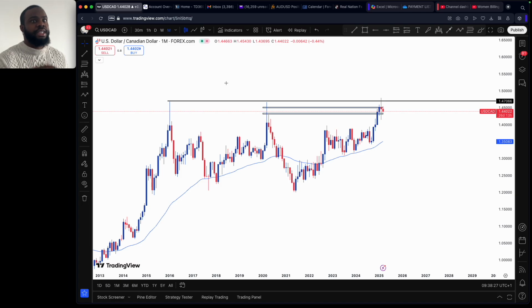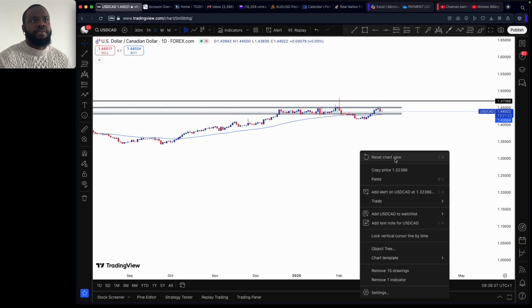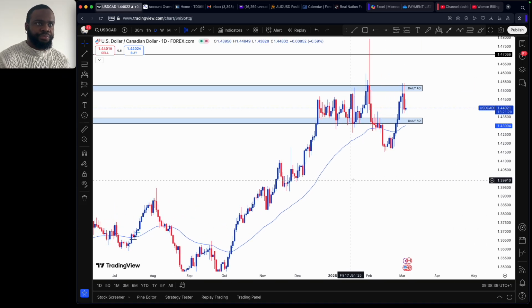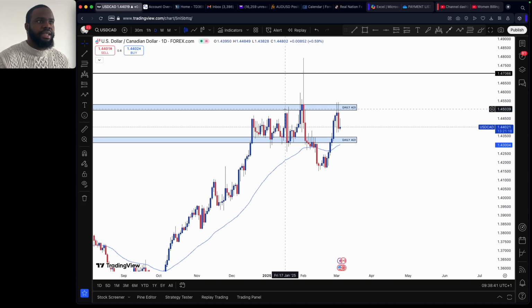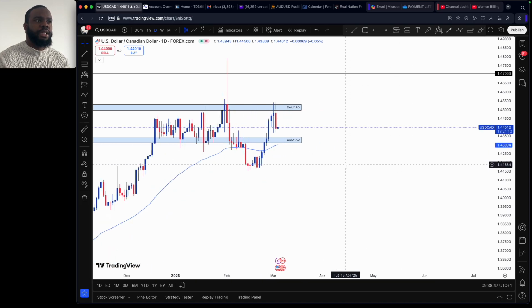But fundamentally, fundamental analysis can maybe push the market to the upside, but not until we get that move to the upside. I'm neutral on this pair, because if you check on the daily, you see price has been ranging here, ranging. So I so much believe USD/CAD is going to sell. All these are just fake candles.